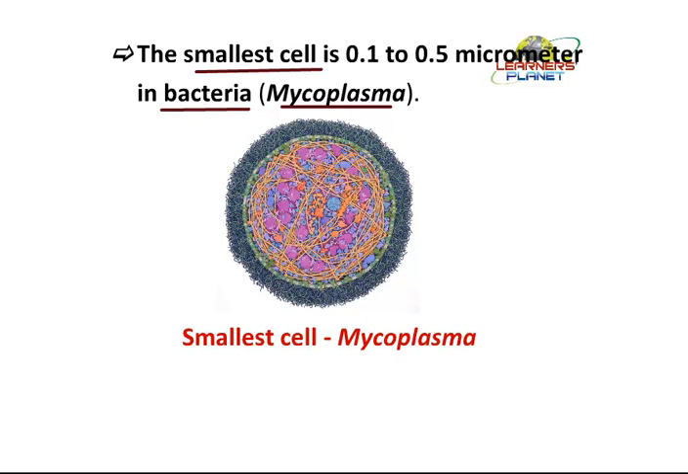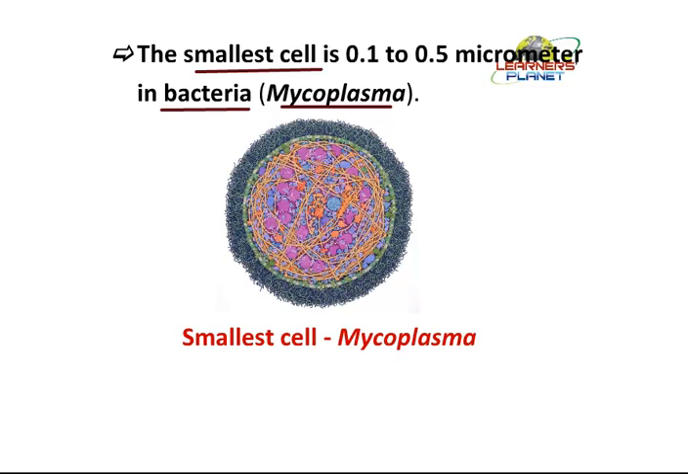Now this mycoplasma is basically causing a respiratory infection. It causes infection in the upper part of your respiratory system, which is similar to that of pneumonia. So it is called PPLO, that is pleuropneumonia-like organisms.